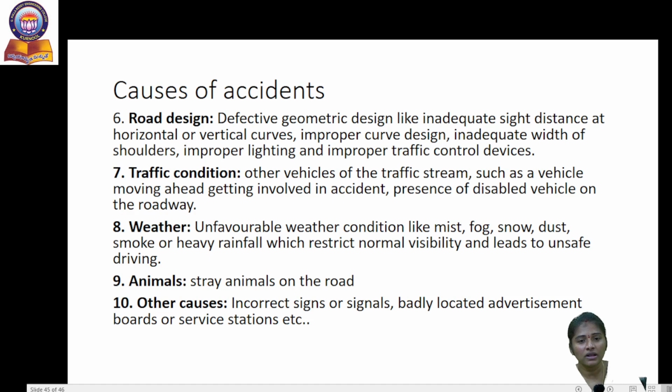Next, if animals are staying on the road at night time, and there is poor lighting and no visibility, we cannot see them and there will be a chance of accident. Other causes may be incorrect position of signs and signals, and bad location of advertisement boards or service stations, which will cause accidents. So all these are the different causes of accidents occurring on the road.